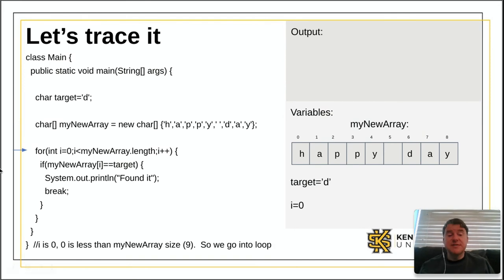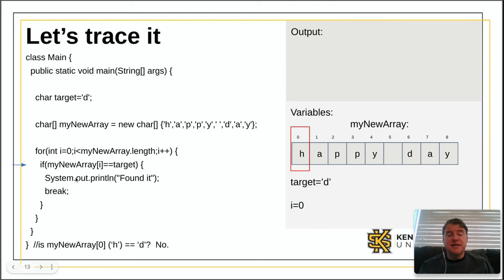All right, so this creates an I variable. It's initially set equal to 0, and I is less than the length of the array. Well, the length of this array is 9. When I ask for the length, it's going to tell me 9, even though it's cells 0 through 8. So I, which is 0, is less than 9. That is true. So we're going to go into the loop.